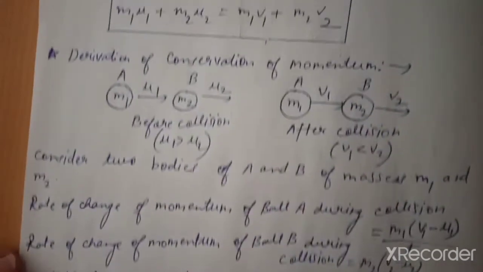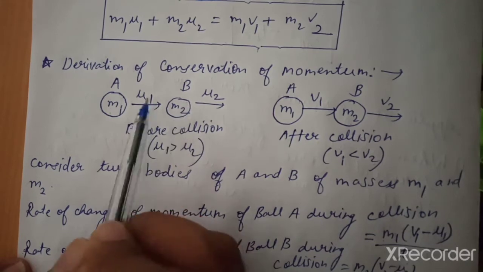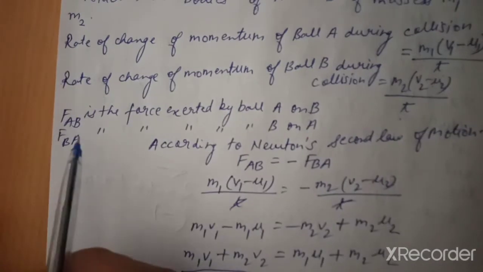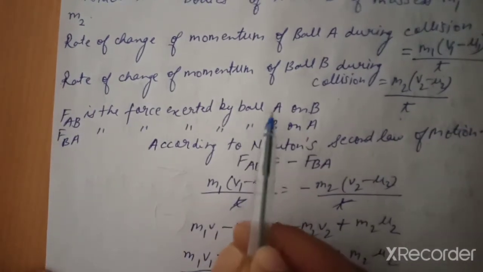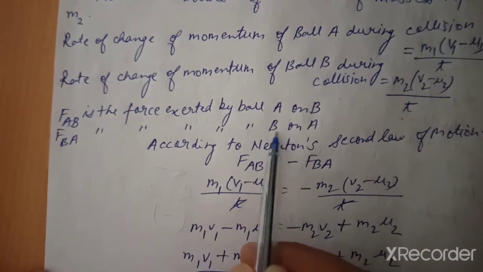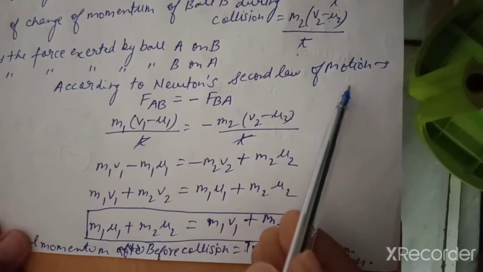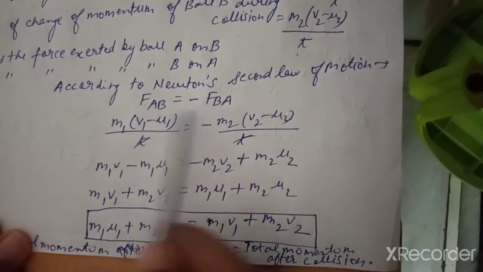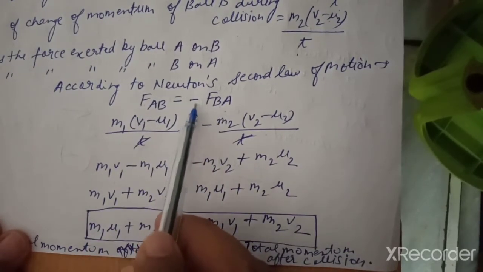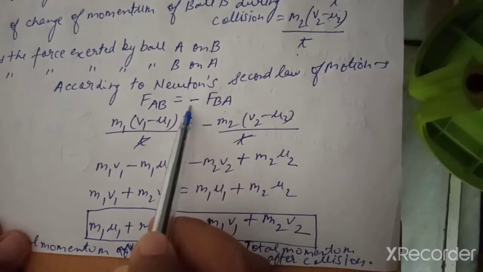Now according to Newton's second law, we are considering two forces, force AB and force BA. What is the force AB? The force applied by A on B is the force AB, and the force applied by B on A is the force BA. Previously we have studied that according to Newton's third law of motion, the forces are equal but opposite in magnitude. So we'll write the negative sign here: FAB is equal to minus FBA.